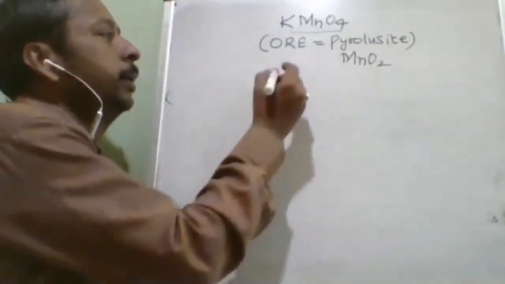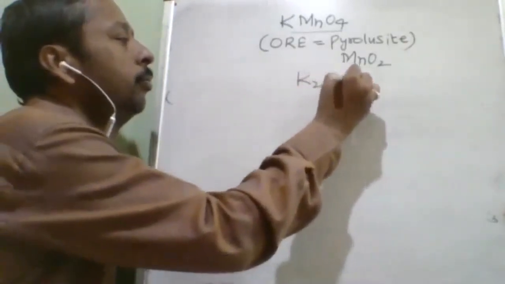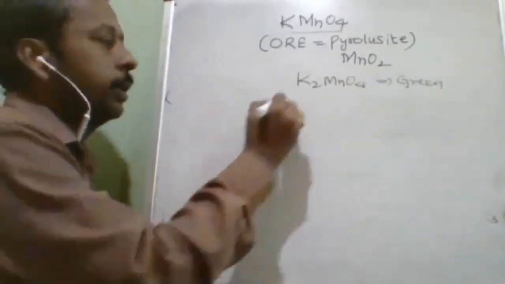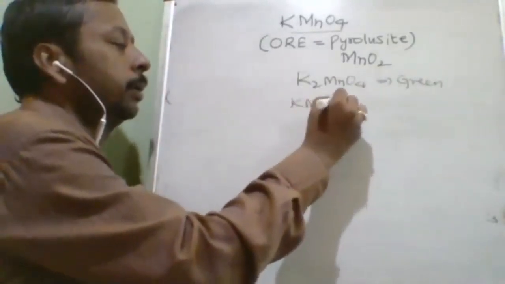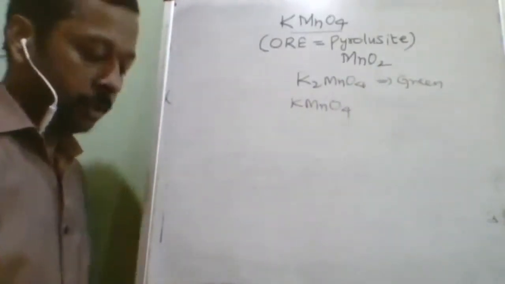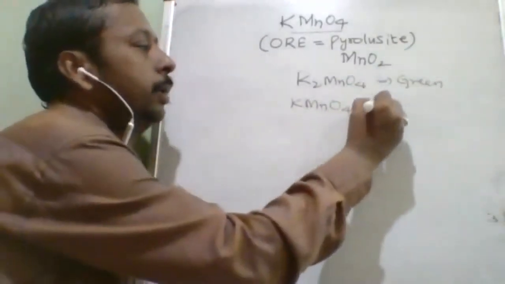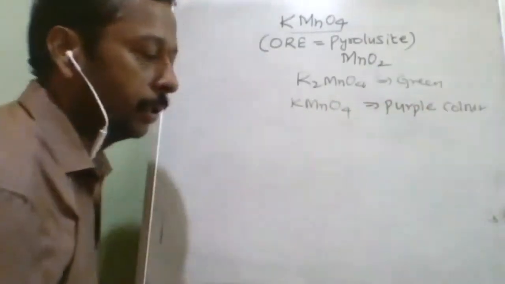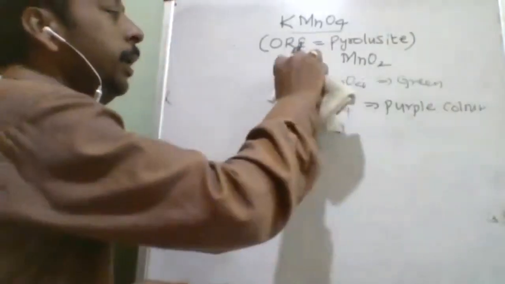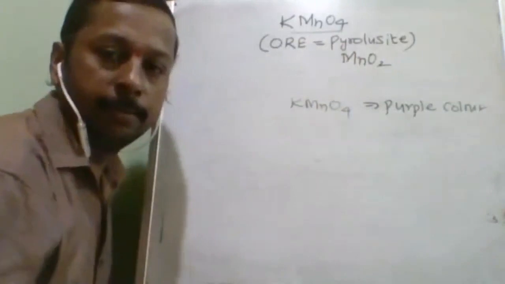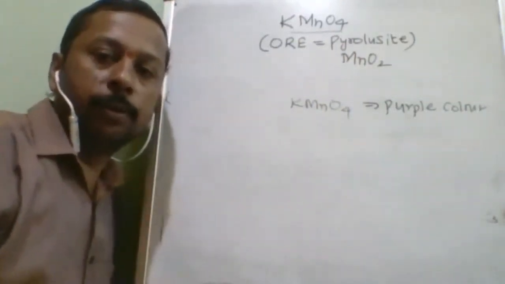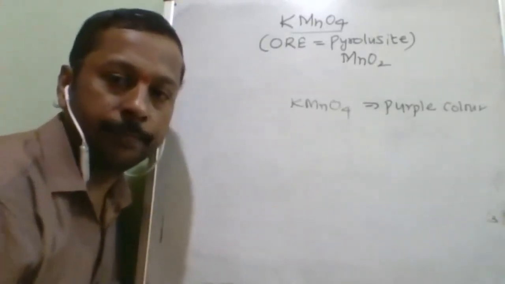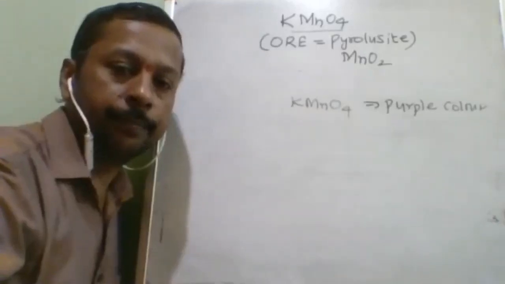During the preparation itself, I told you K2MnO4 is green color. But KMnO4 is a purple color crystalline solid. Purple color, this color you should remember. Very important color. So what is the reason behind the purple color? Anybody remember that? Why is KMnO4 purple in color, or why is potassium permanganate colored?